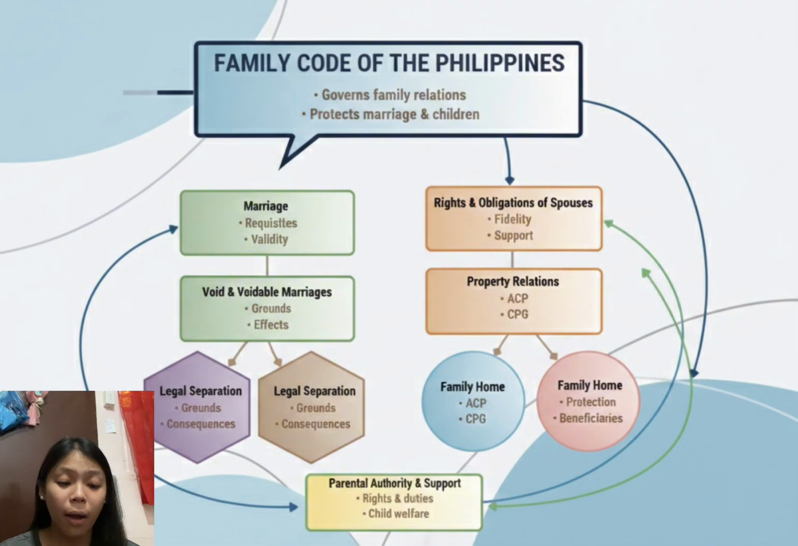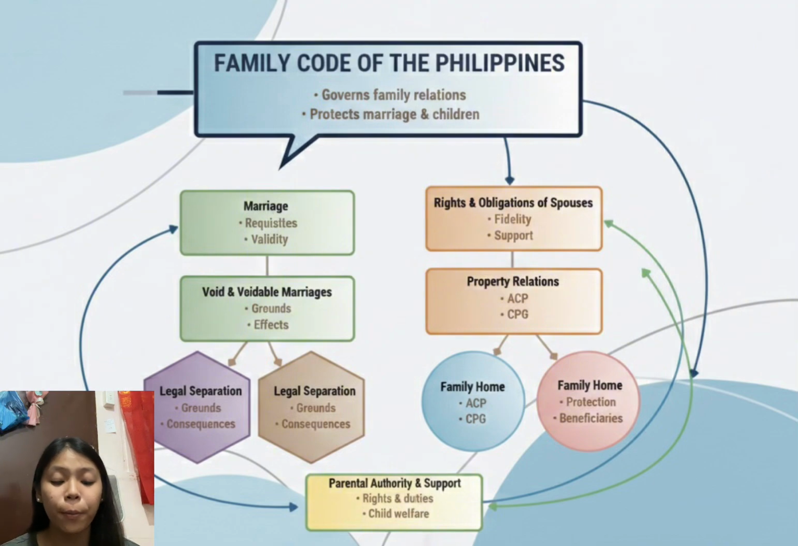Fidelity: both spouses must remain faithful and avoid extramarital relationships. Support includes financial, emotional, and medical support for each other and their dependents. Other rights or obligations cover joint decision-making on family matters, managing the household, and respecting each other's dignity.